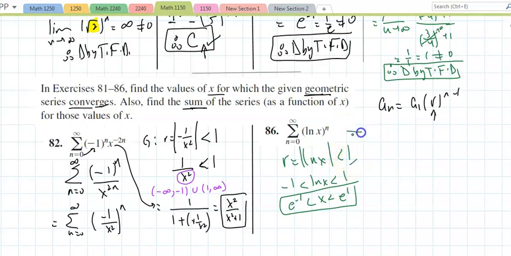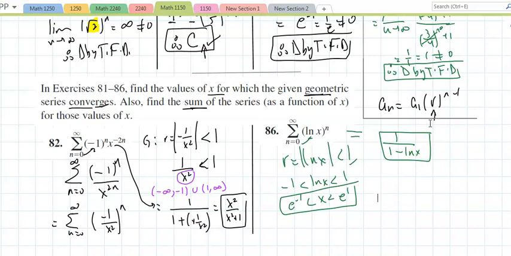And this infinite sum will equal the very first term. What would be the first term? Oops, wrong color. What would be that first term? Let n equal 0. That is 1 over 1 minus r.